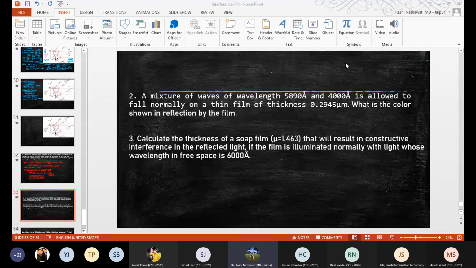There are n number of numericals with me, but we cannot solve them all now. We will have a separate tutorial class once the interference topic is complete. In this class, we will cover at least 10, 12 numericals. It depends on you, how fast you do.